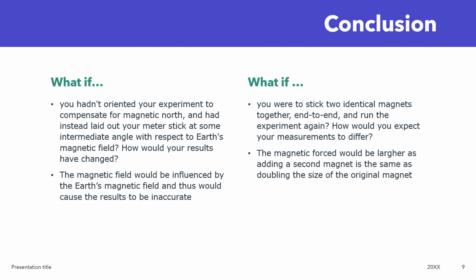Now, what if you hadn't oriented the experiment to magnetic north? This might have happened in my experiment, where the results would be inaccurate because the Earth's magnetic field is actually impacting them, whereas before we could assume it isn't. Now, if you were to stick two identical magnets together end to end and run the experiment again, the magnetic force should be larger, as adding a second magnet would be the same as doubling the size of the original magnet.